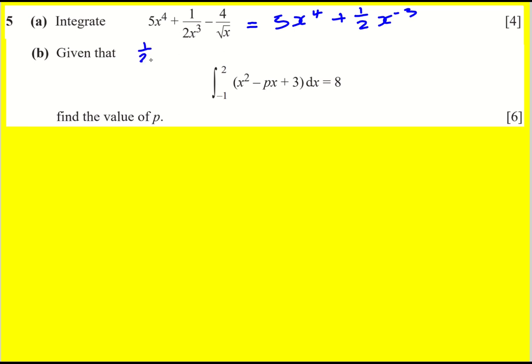So you might want to separate it first, half times 1 over x cubed, and then deal with the 1 over x cubed. And then we get 4. So root x is actually x to the half, but it's 1 over, so it's going to become x to the minus a half. Again, it's now prepared, ready to integrate.